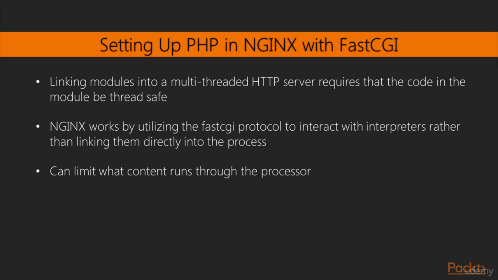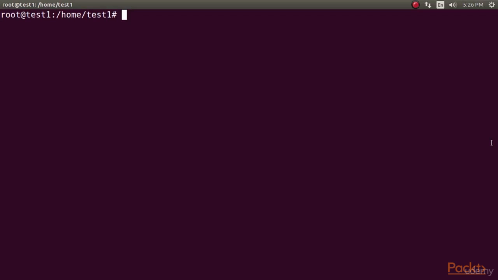As we mentioned in an earlier section, linking modules into a multi-threaded HTTP server requires that the code in the module be thread safe. NGINX works around this by utilizing the FastCGI protocol to interact with interpreters rather than linking them directly into the process. This does not have quite the performance of the more native approach, but you can limit what content runs through the processor. Now, after this brief introduction, we will see how to do it.